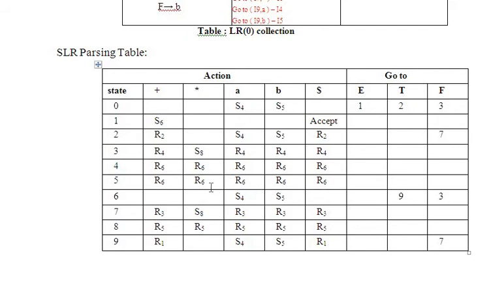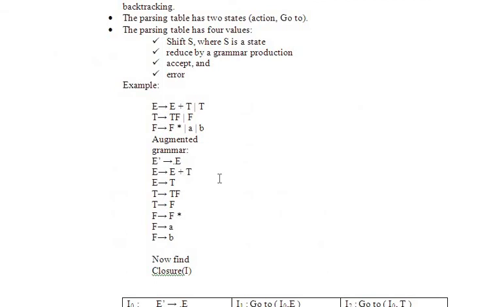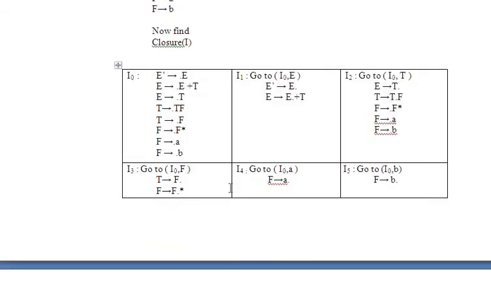For reduce entries in an SLR parsing table, you have to find the follow of each non-terminal. So find the follow of the given grammar. Follow of E is plus and dollar. Follow of T is plus, A, B and dollar, and follow of F is plus, star, A, B and dollar. So for reduce entries, check all the complete productions.